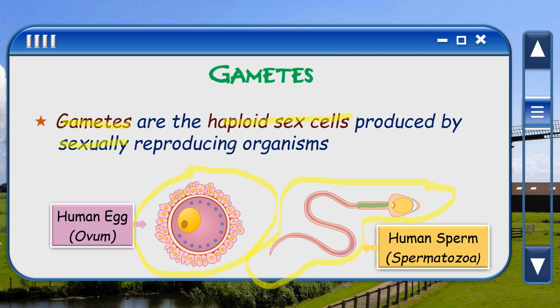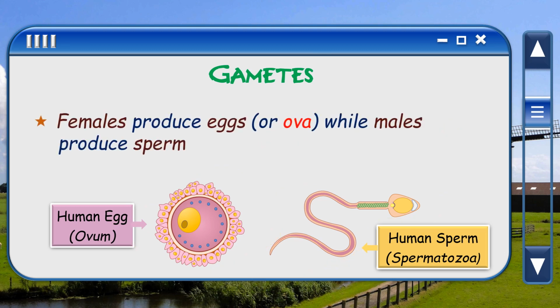The human egg or the ovum has half the number of chromosomes, and the other half of the number of chromosomes is in the human sperm, or what we call the spermatozoa. So the gametes are haploid. The female produces eggs, while the male produces sperms.